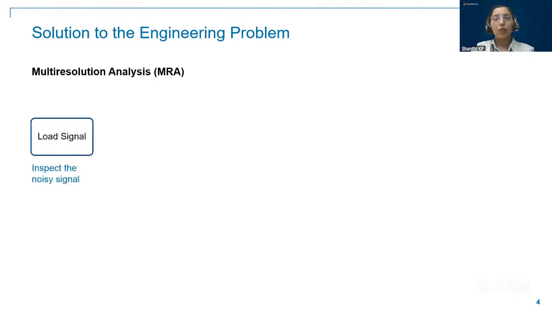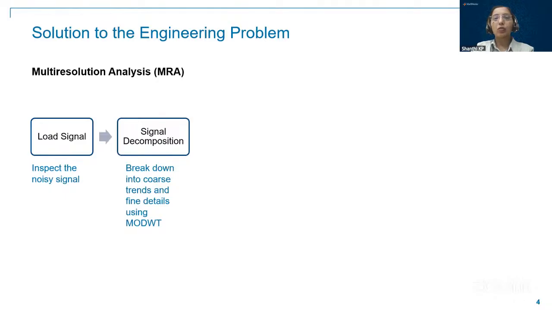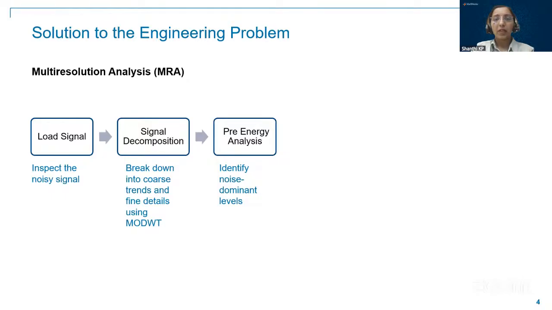The solution approach for solving the engineering problem we have today is broadly divided into several steps. First, we will load the signal, bringing in the raw data that needs to be analyzed or denoised. Next, we move on to signal decomposition, meaning breaking the signal down into its fundamental components for more detailed analysis. Then we perform a pre-energy analysis to assess the energy distribution within the signal before any processing. And after that, we apply thresholding.